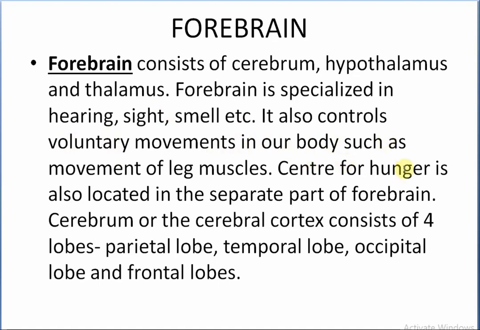The center for hunger is located in a separate part of the forebrain. Now the center for hunger is also located in the forebrain only. The cerebrum, or the cerebral cortex, consists of four lobes: parietal lobe, temporal lobe, occipital lobe, and frontal lobe. Now in that cerebrum, there are four more parts, that is parietal lobe, temporal lobe, occipital lobe, and frontal lobe. You are going to understand all this in your higher classes.